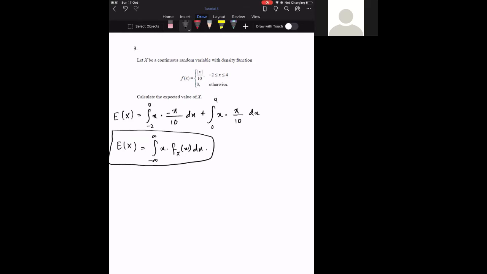This would just be minus x cubed over 30, and the limits are from -2 to 0. And on the other side, we have plus x cubed over 30, and the limits are from 0 to 4. We compute this and we get the expected value of X as 28 over 15. This is the final answer.